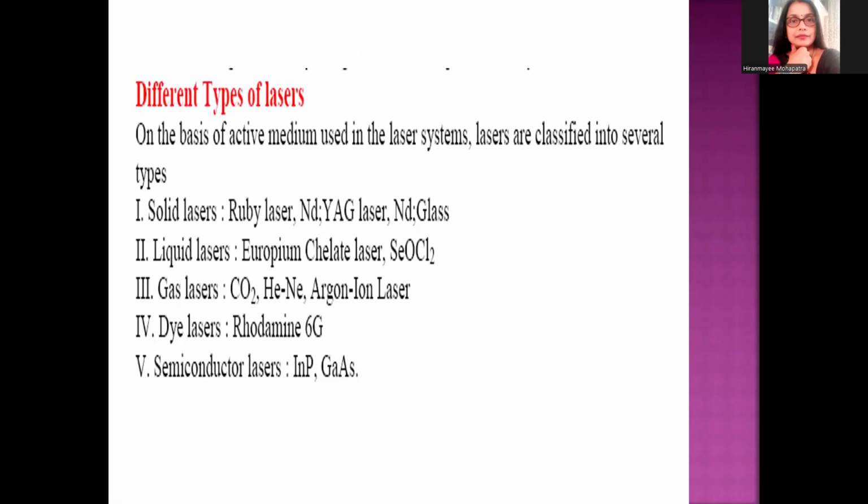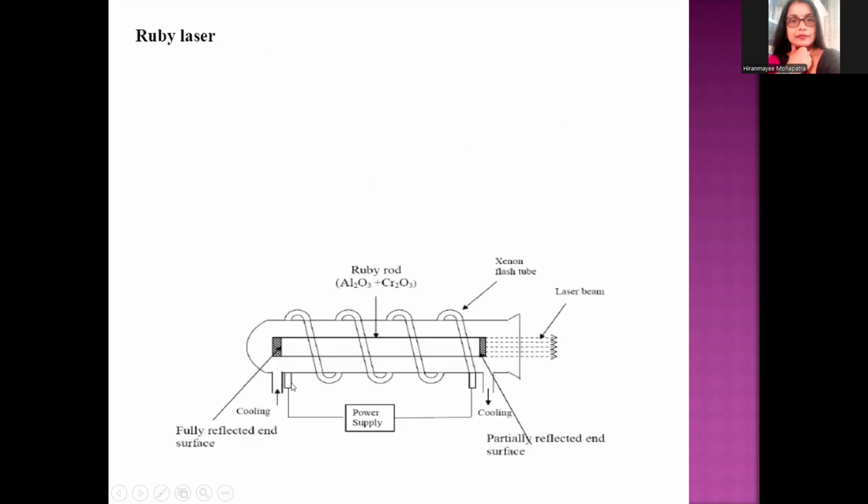So there are different types of lasers: solid laser, liquid laser, gas laser, dye laser, and semiconductor lasers. They work on the principle of different level systems, the 4-level system and the 3-level system.